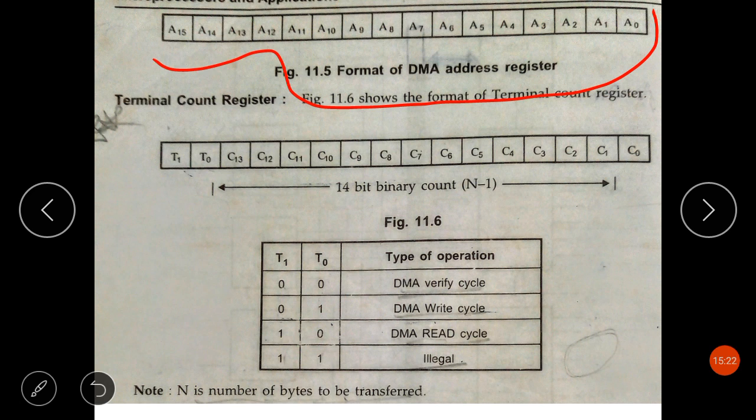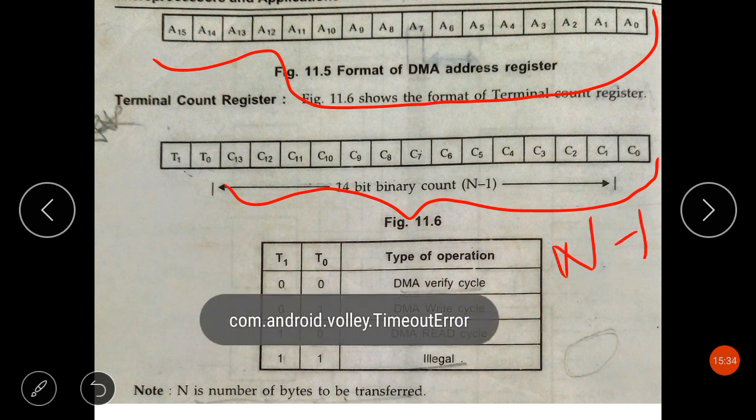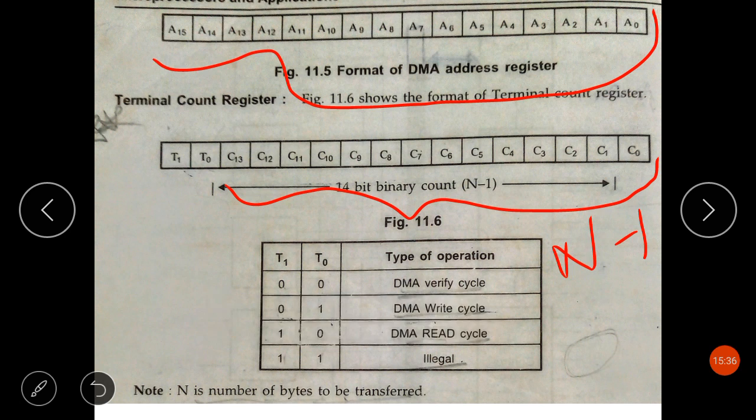So I'm talking about this. We need to load this value, n-1, into the low order 14 bits of the terminal count register for n number of desired DMA cycles. Now the most significant 2 bits of the terminal count register specify the type of DMA operation to be performed. So it is necessary to load the count for DMA cycles and the operation code for a valid DMA cycle in the terminal count register before the channel is enabled.